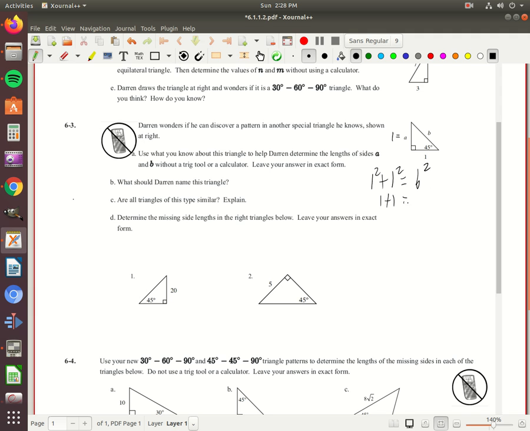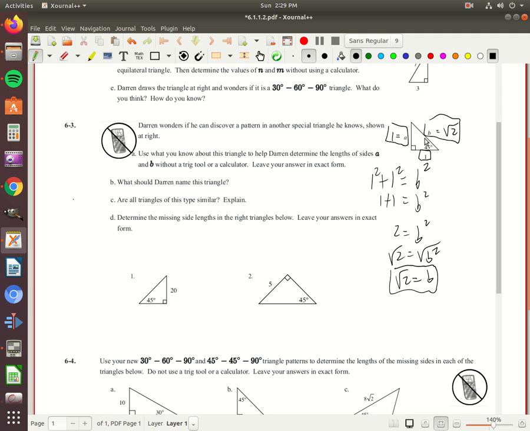So 1 plus 1 equals b squared. 2 equals b squared. We're going to square root both sides, because remember, a square root destroys a square. And there we go. We're going to get the square root of 2. So it says leave your answers in the exact form. So we're not going to call this like 1.7 something. We're going to just leave it as the square root of 2.